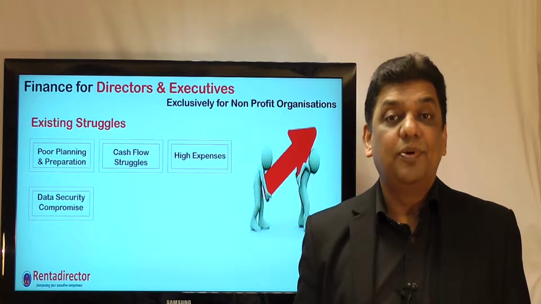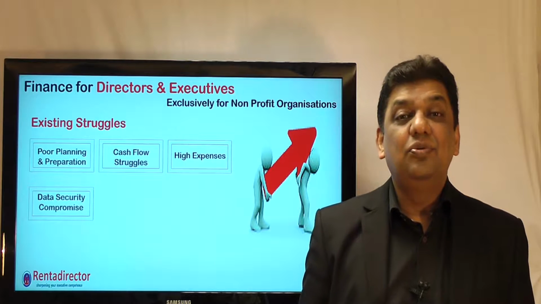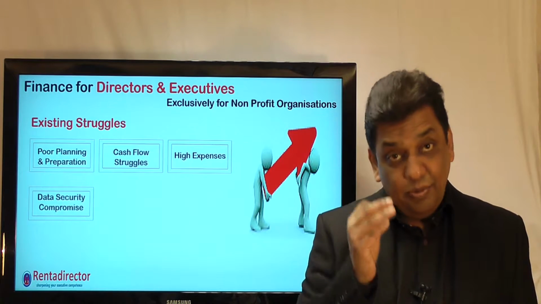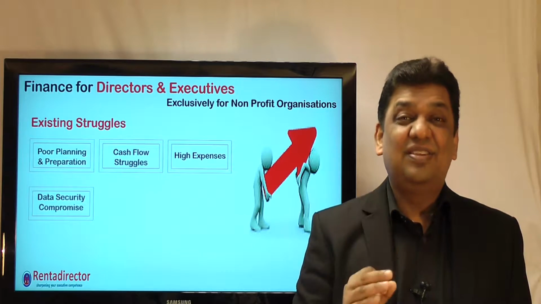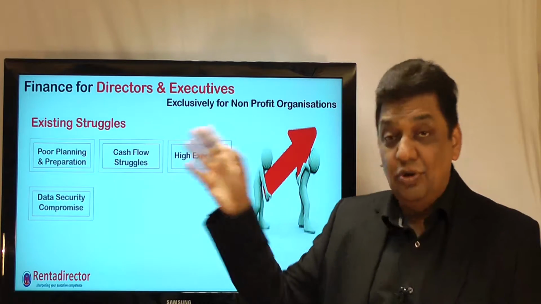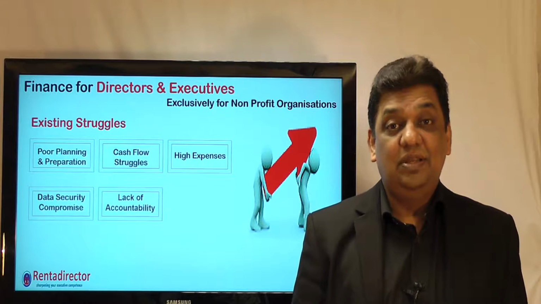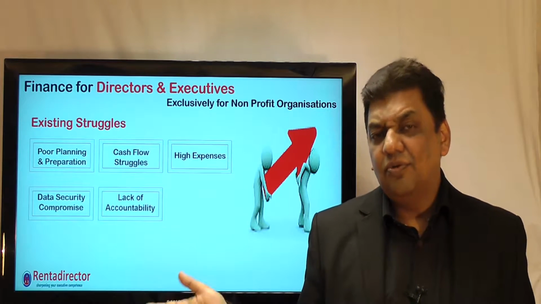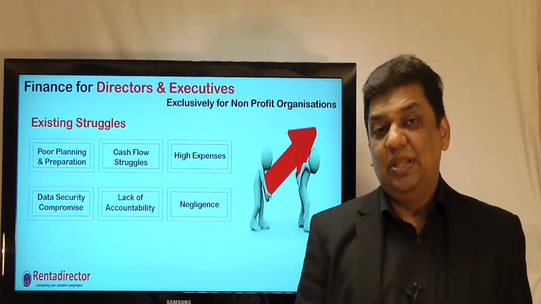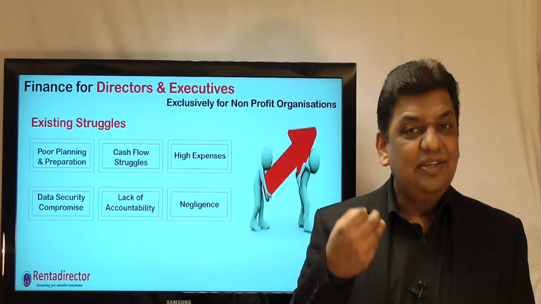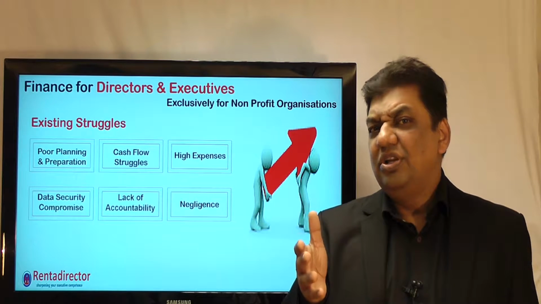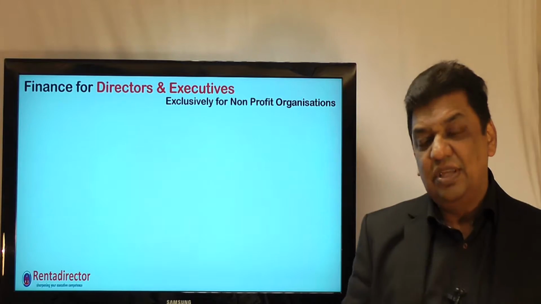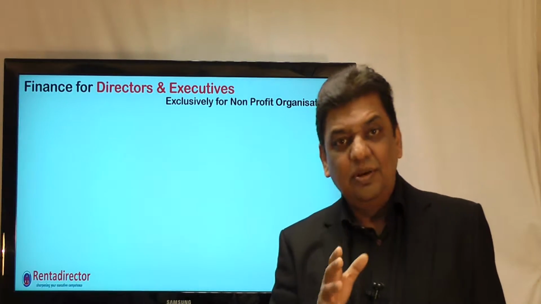Data security compromise. We know that data security is of prime importance and fundamental importance. I have incorporated this session as part of this particular program. Lack of accountability. There is this blame game, who's responsible for what, and we see a lot of leakages and negligence as well. Because at the end of the day, there is this negligence, not monitoring properly, not having the right feedback in place. So those are some of the key challenges which I've noticed non-profits have.